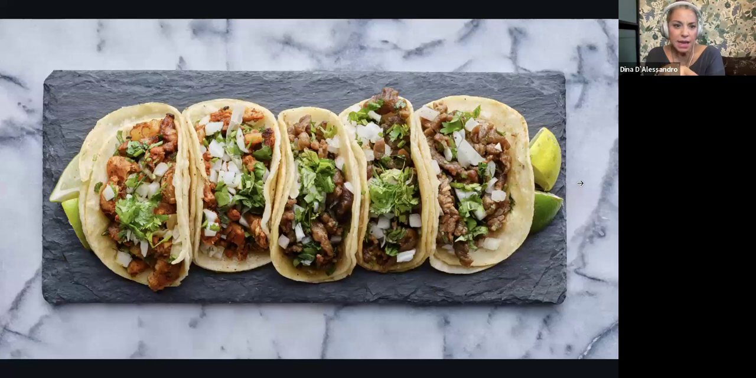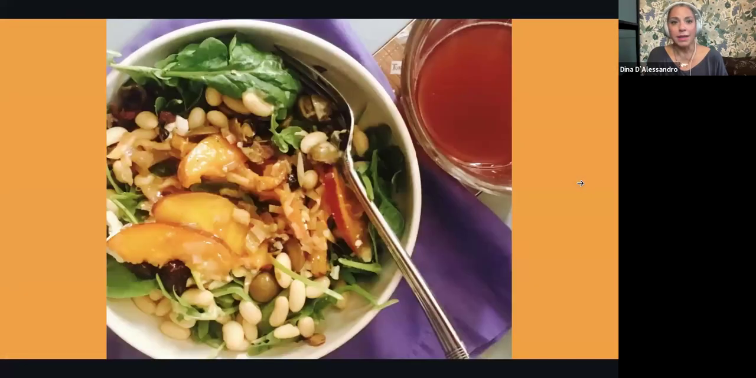On the left-hand side, I believe that's grilled fish, and on the right-hand side, that's carnitas, which is like a pulled pork. So we have the protein. What might be missing from here, I would probably add a slice of avocado in there because that would help with the healthy fat. So that would give me a full, well-rounded base of macronutrients on that. Okay, let's see what else is on here.